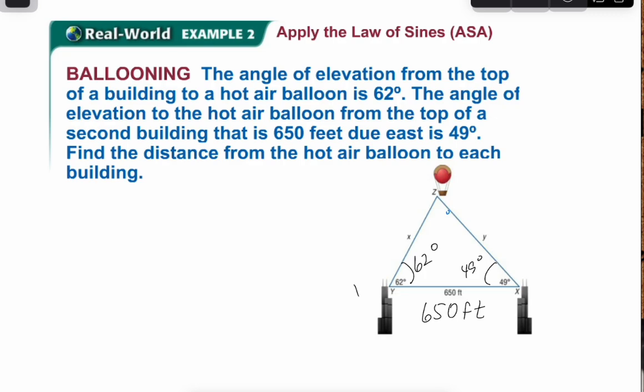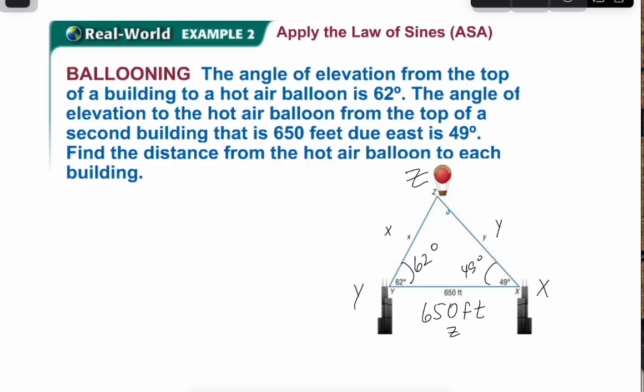So they've called these vertices X, Y, and Z for reference. So this is going to be little x, this is going to be little y, and this is going to be little z. Okay? So they have used that same notation where the vertices are uppercase letters, the sides are lowercase letters, and the letters should match up if you check across from each other. Okay? So we need to find x and y.